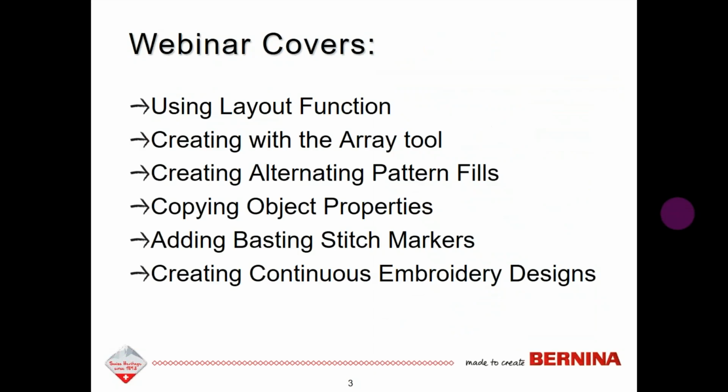We'll learn during the webinar about how to use the layout function, which is in the layout toolbox in the software. We're also going to be creating with the array tool, and then we're going to focus on alternating pattern fills. We'll also learn how to copy object properties from one object to another. And I will be showing you how to add basting stitch markers to help you align a multi-hoop design. Now, we're not going to use the multi-hooping feature. We're going to actually manually split the files for this project, and thereby, we're going to be creating a continuous embroidery design.